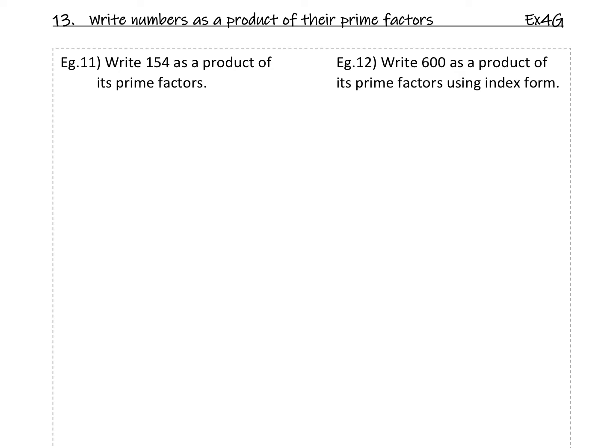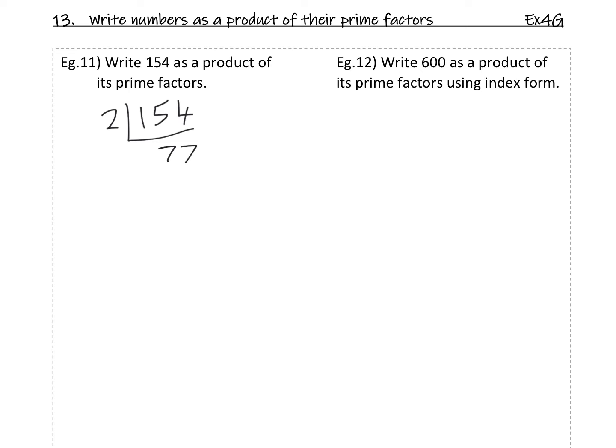Okay, example 11. Write 154 as a product of its prime factors. So to do that, what you have to do is like a ladder of division, where you divide 154 by a prime number, by a prime factor. So just keep it simple and start off with the smaller numbers that you can easily spot. So I'm going to work with 2. If I divide 154 by 2, I get 77.